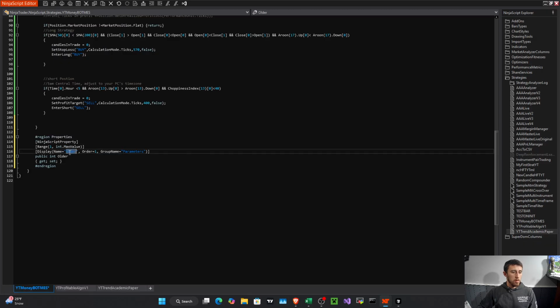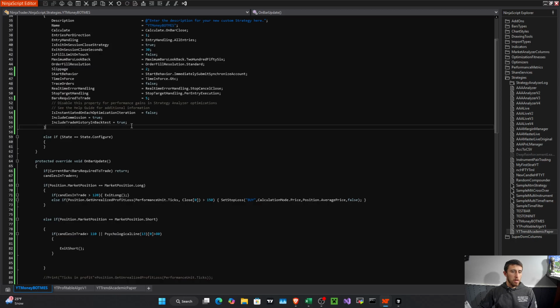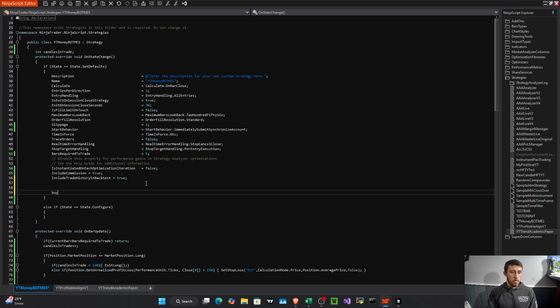So you can set properties, right. You can do, let's say, buy stop loss 6, right? So then you can just do buy stop loss, and now what you can do is instead of putting 570 here, you put buy SL. So now, actually, let's come up here in our set defaults. We're also going to put buy SL equals 570.